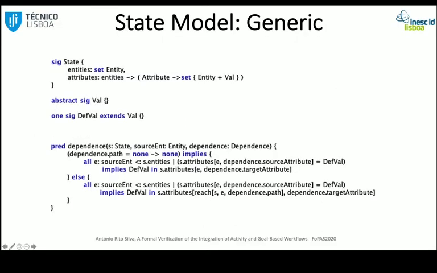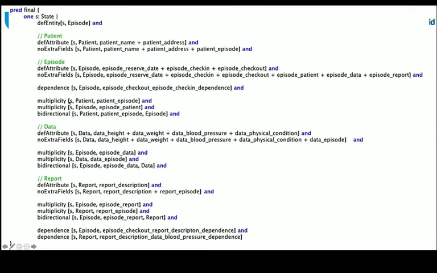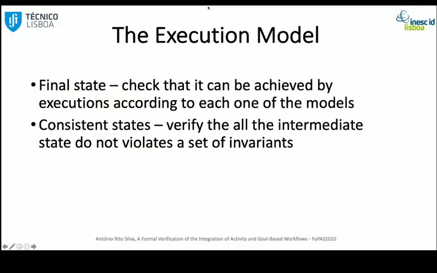In this case, I'm just illustrating with the dependence, but all the others: for the multiplicity, that the relations are bidirectional, that the attributes are defined, that the entities are defined. All of this represents the final state of our doctor appointment case. Good.